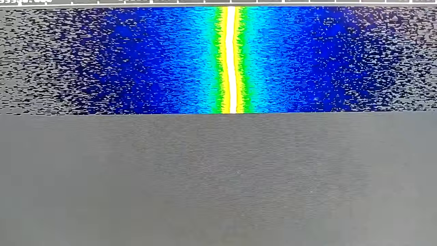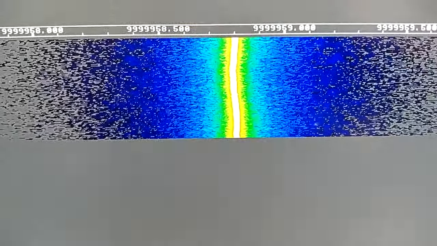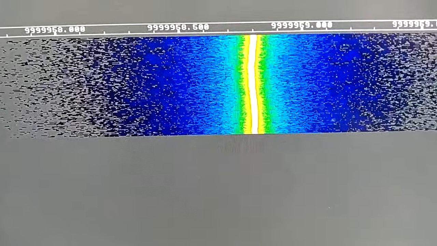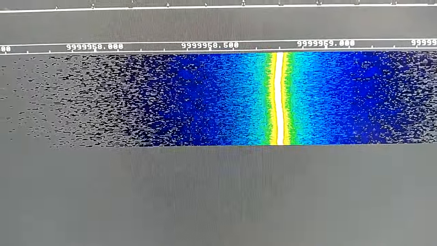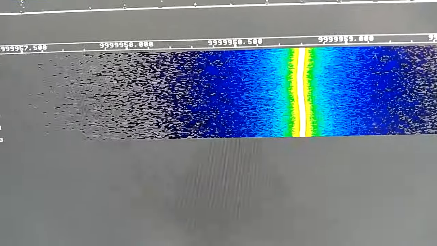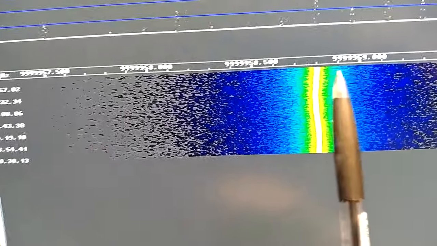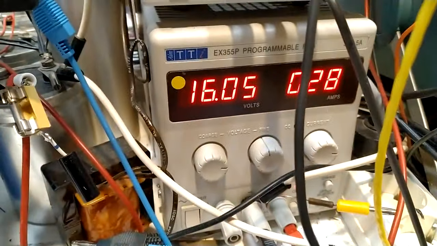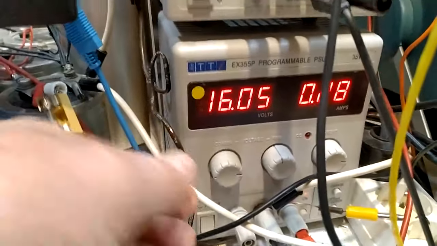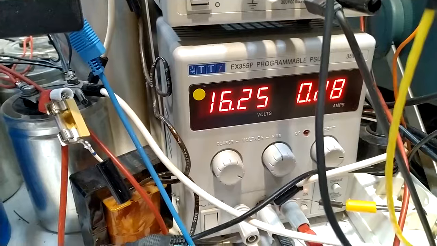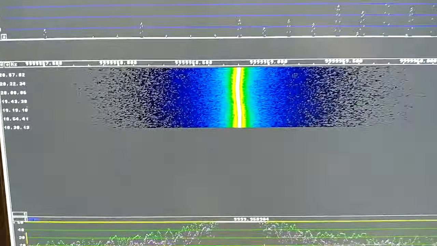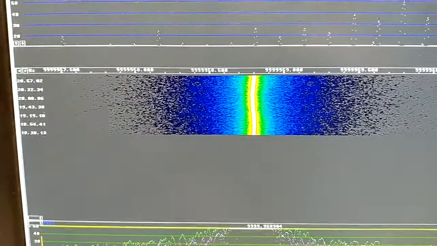Here is the baseband graph of Lindrod. It has been running for 2 hours with very high resolution. It is 0.1 hertz from here to here. It's running from this power supply, and I now change the voltage 0.2 volts. And then I wait to see how much the frequency changed.